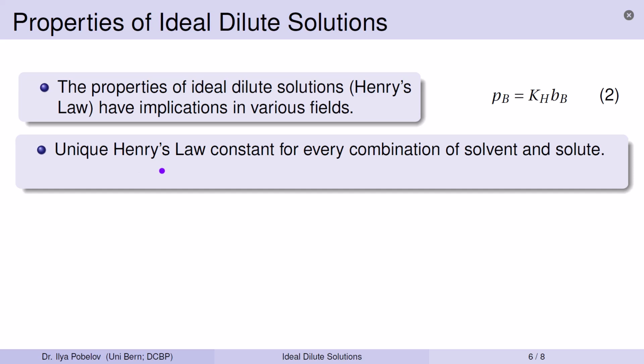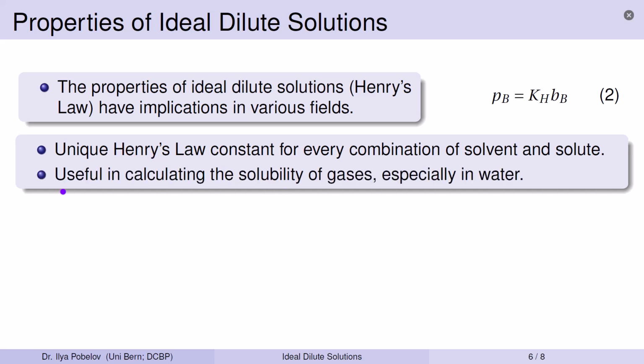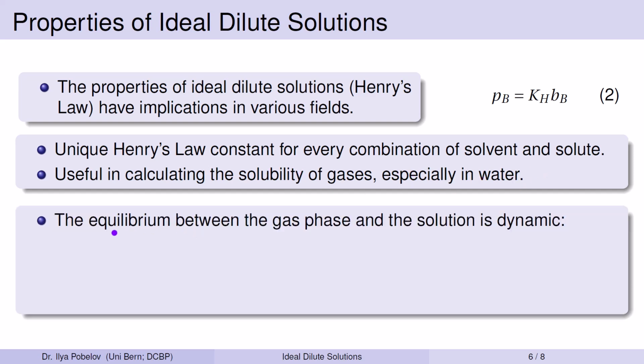One distinct feature of Henry's law constant is its specificity. For every combination of solvent and solute, there is a unique Henry's law constant. This makes it especially useful in calculating the solubility of gases in various solvents, especially water. For example, each gas, like oxygen, nitrogen, or carbon dioxide, has its unique Henry's law constant that determines its solubility in water. The interesting part about this equilibrium between the gas in the solution and in the gas phase is its often observed dynamic nature.